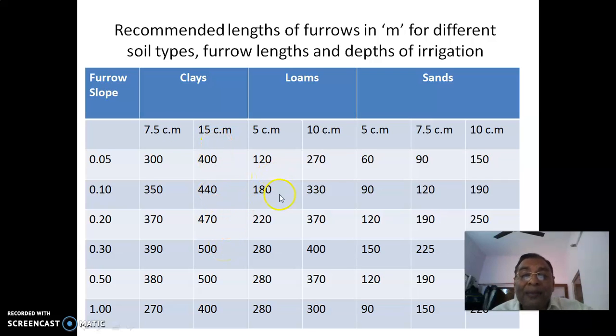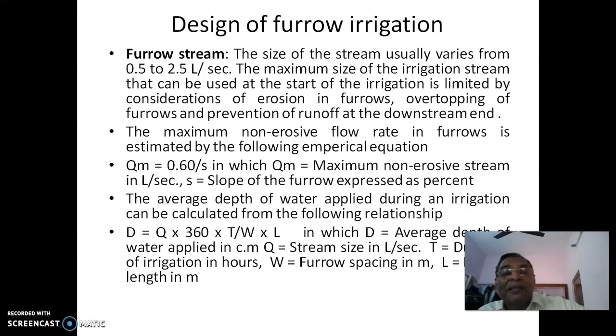And in the loams also, for lesser slope and lesser depth of irrigation, the furrow length is small, and with more slope and more irrigation, the furrow lengths are greater. The same is also like this. So this is a kind of chart you can prepare. It is prepared already, and you can use it. Then, design of furrow irrigation: let us go with an example and then equations.